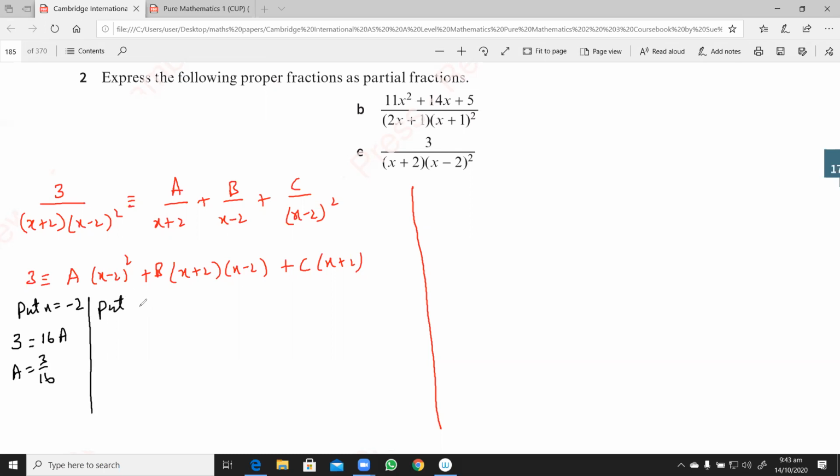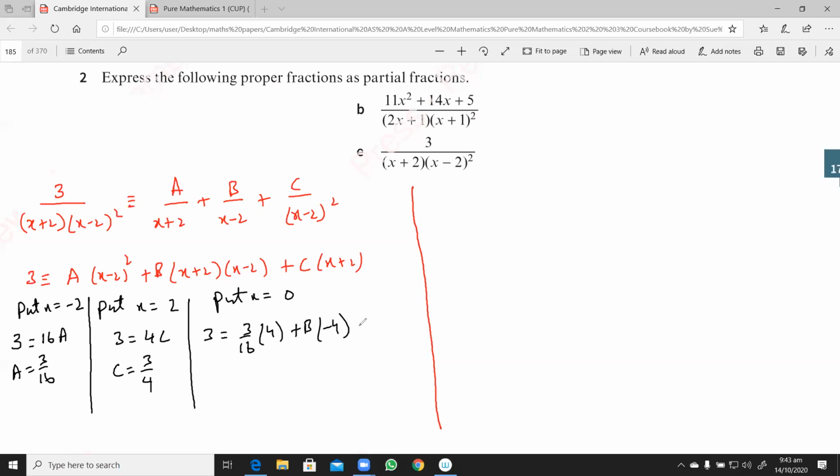I'll put x equal to 2 now. Okay. So I'll be getting the C. So this 3 is equal to 4C and C is 3 over 4. I'll put x equal to 0 and the values of A and C. This is 3. A is 3 over 16 into 4. B is into minus 4 and C is 3 over 4 into 2.